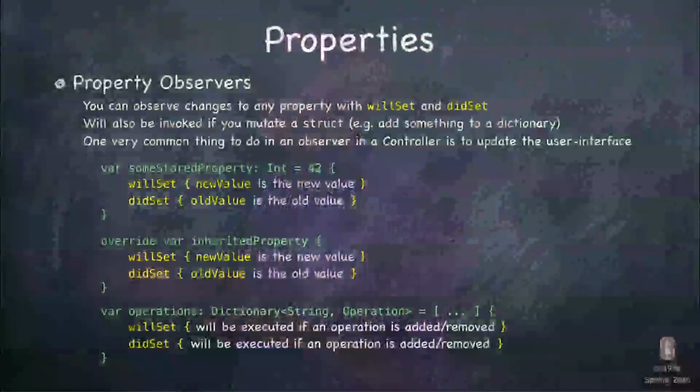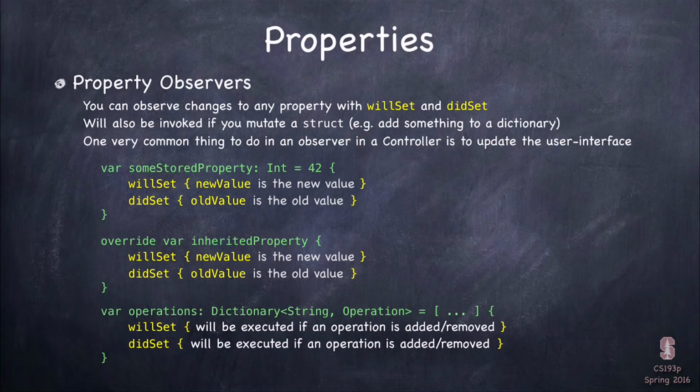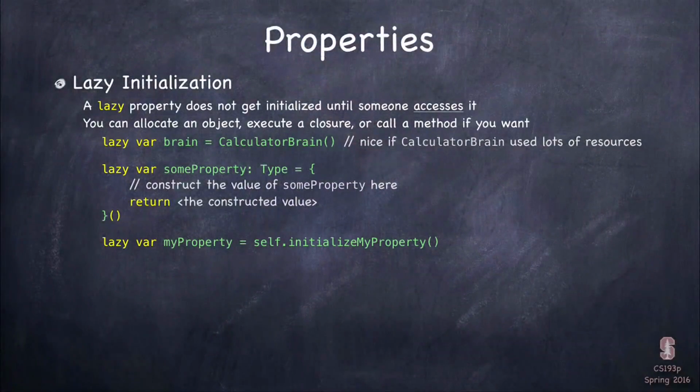All right? Okay. One very common thing to do in these will sets and did sets is update the UI. You've got a method in your controller, you set some value in controller that changes the way the UI would look, you ask your view to draw itself again. Okay? Very, very common. We're going to be doing that up the wazoo in the next lecture. Okay? All right, lazy initialization. So this is a little bit of a cheat code of Swift right here.